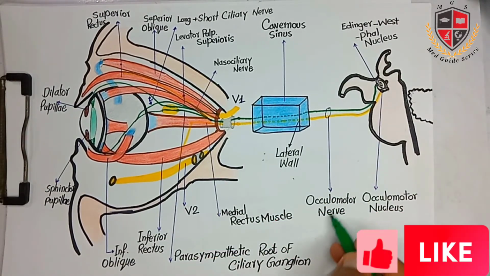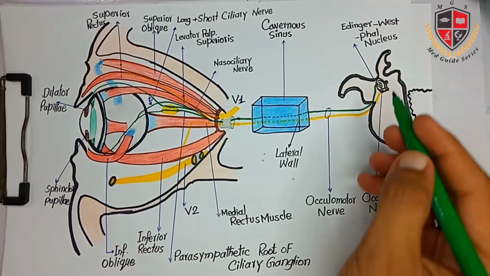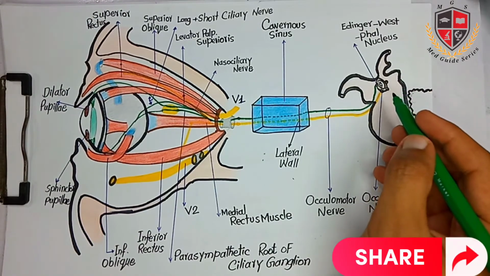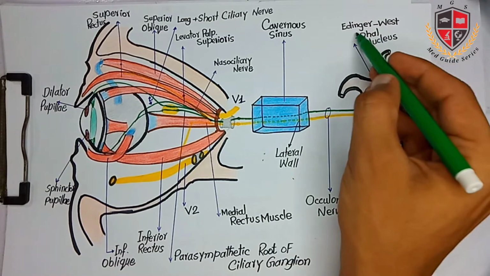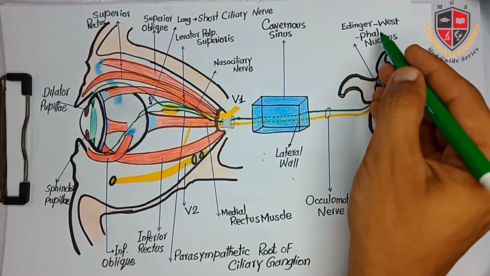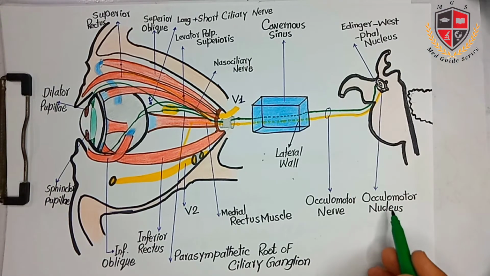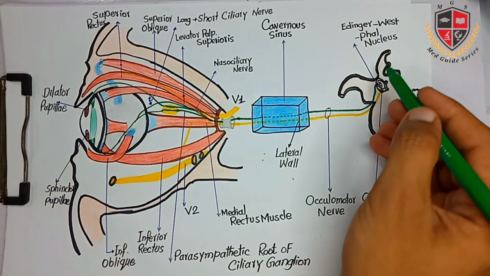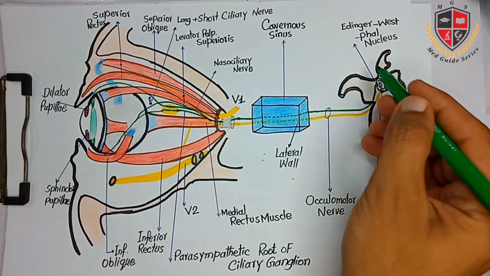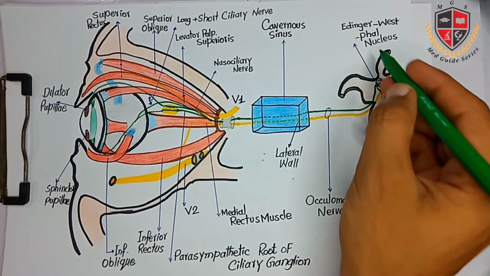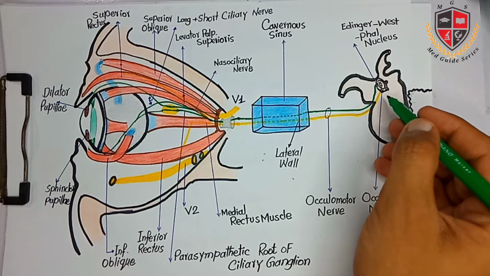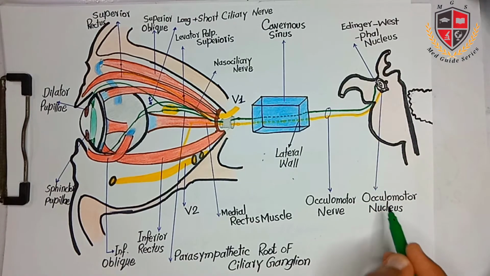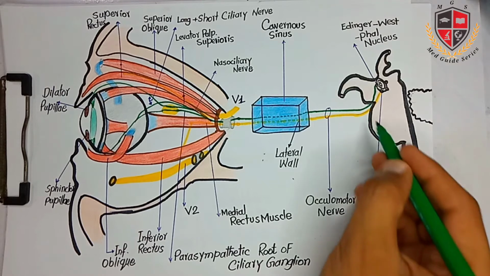Oculomotor nerve is the third cranial nerve. It has two nuclei present in the midbrain at the level of the superior colliculus: the Edinger-Westphal nucleus, which is the parasympathetic nucleus, and the oculomotor nucleus, which is the motor nucleus. The parasympathetic fibers emerge from the Edinger-Westphal nucleus, and the motor fibers emerge from the oculomotor nucleus.